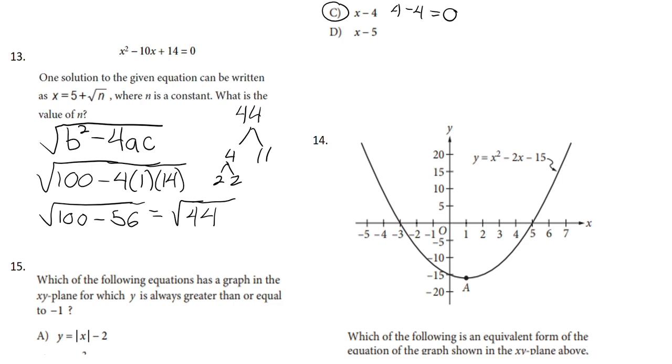Whenever we're simplifying a radical, we need a pair for it to come out once. So we're going to write 2 on the outside one time because we have a pair of 2's, and then we're going to have square root of 11 left over. Since 11 is what's left over on the inside of the square root, we can see that n equals 11.